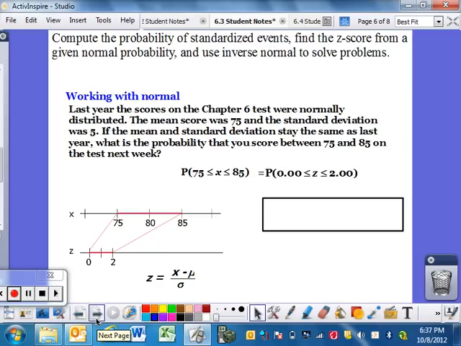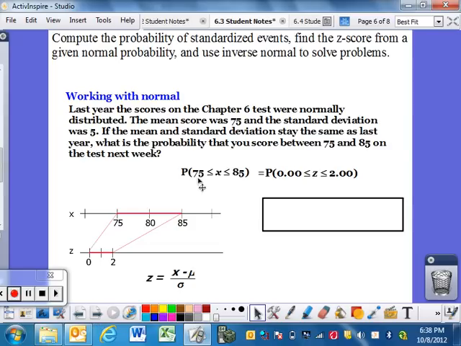So here's an application. Let's say last year's scores on this Chapter 6 test that we will take next week are normally distributed. The mean score was a 75. The standard deviation was a 5. If the mean and standard deviation happen to stay the same as last year, what's the probability that your score is between 75 and 85 on the test next week? What you need to do is take these raw scores and change them to z-scores. That's pretty simple.